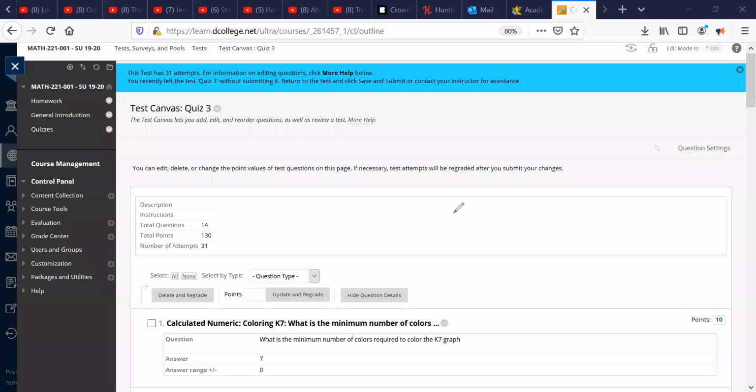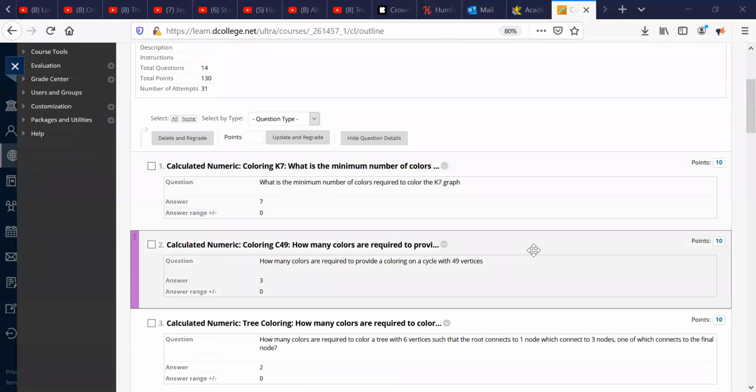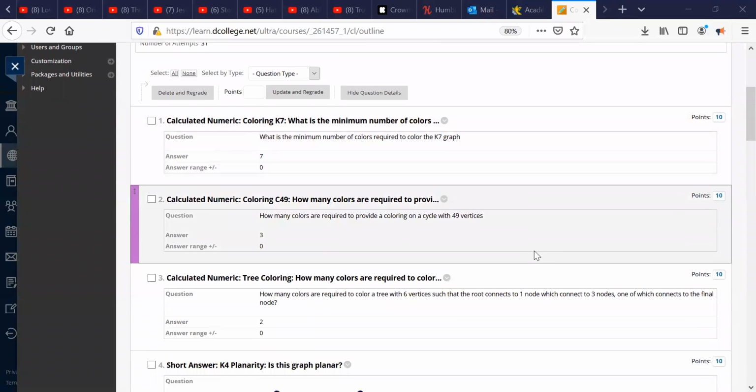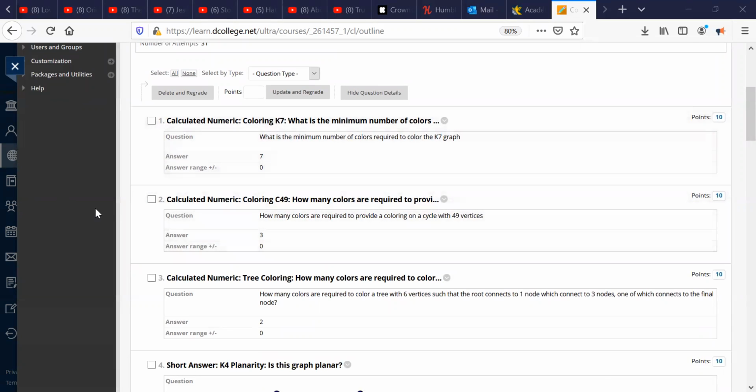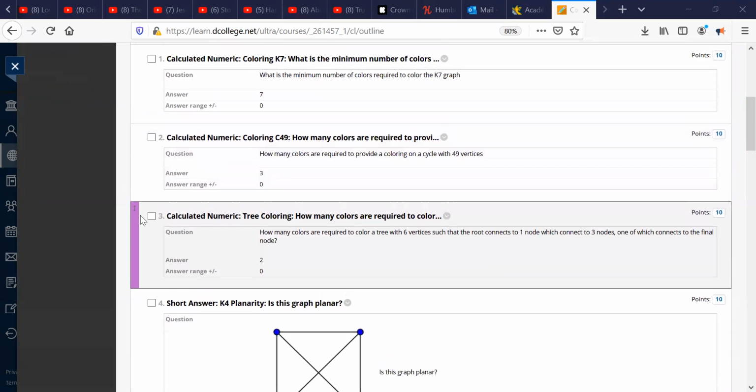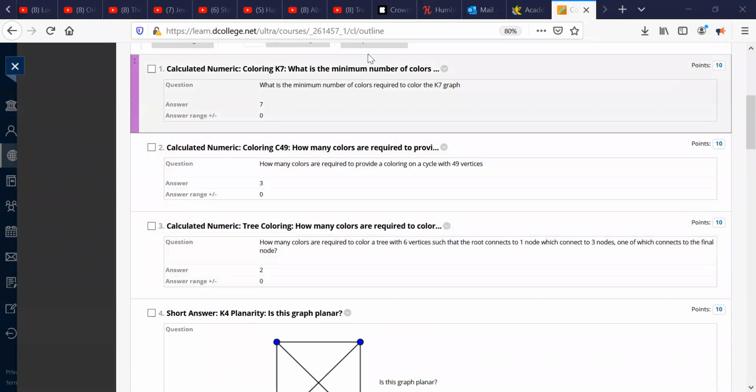Okay, so I'm going over quiz number 3 right now. Got a couple of requests for that. So looking here, what is the coloring for K7?